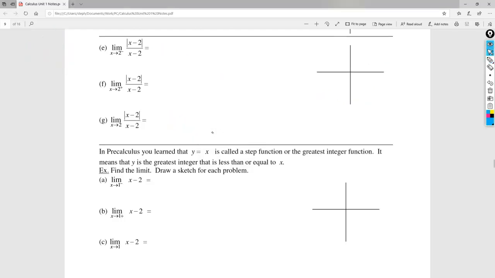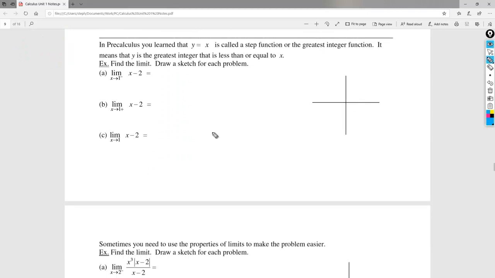Alright, next example, we have a little bit of editing to do. It didn't print for some reason. We have the greatest integer function, or a step function, and y is the greatest integer that's less than or equal to x, if you remember. So what that looks like is this. Let's make that clearer.